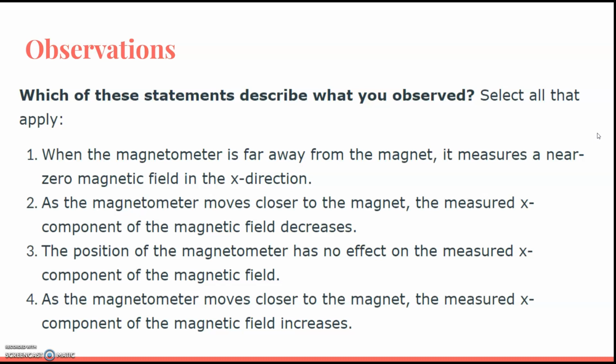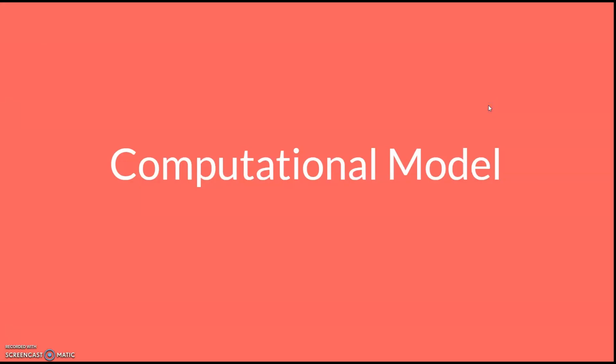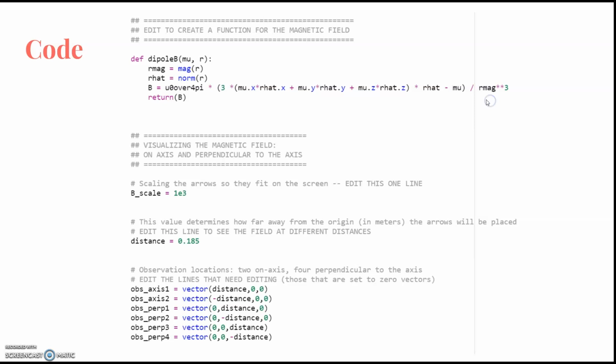So what are some observations in this lab that we can say? Well, all but 2 and 3. So the magnetometer was far away, it measures near 0, and as it moves closer, the component of the magnetic field increases. Now moving on to the computational model.